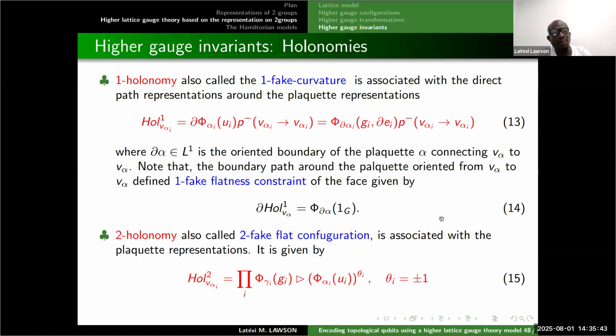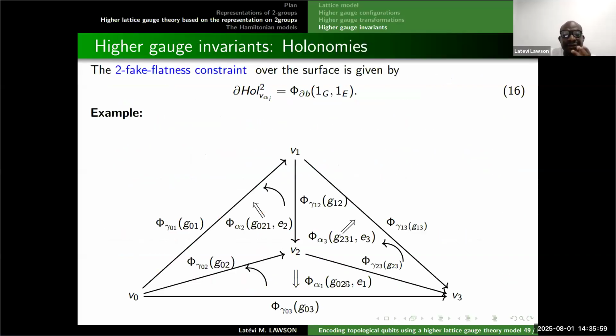And the second point is to define the two holonomy, which we call the fake flag configuration, the collection or the composition of the edge representation and the face representation in my graph. And this holonomy is also constrained by a relation system.